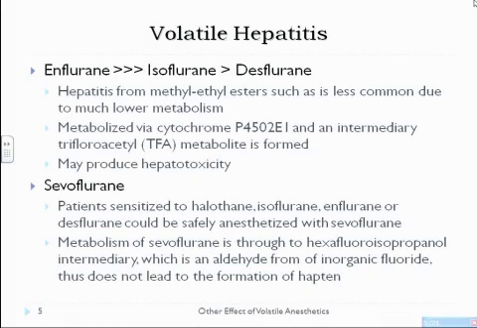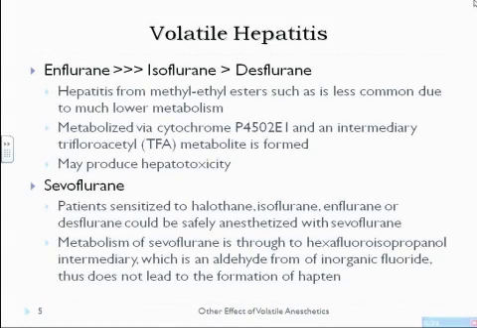Specifically, halothane has the highest risk because it has the most metabolism, followed by enflurane, then isoflurane, and the least being desflurane. But if you have prior exposure, if that person developed halothane hepatitis and survived, it might be prudent to stay away from these agents. You'll see the metabolism via the cytochrome P450 2E1 system, and the intermediate trifluoroacetyl metabolite is formed as a byproduct of that metabolism. So that may induce the hepatotoxicity that you may see.